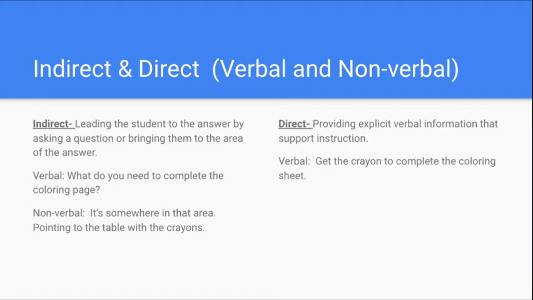A direct prompt is providing explicit verbal information to support the instruction. So we are directly providing the student with instruction. Get the crayon and complete the coloring sheet. We provided them explicit, it's verbal, it's direct. We are not beating around the bush, so to say, with our verbal.